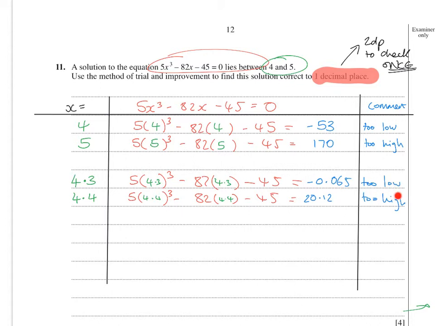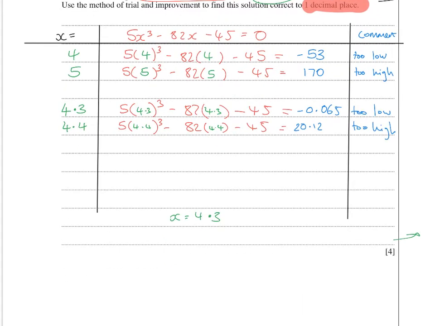This is a key that you're looking for, too low, too high with consecutive numbers. So I need to work out whether it's this answer here or this answer here. Now I think it's quite obvious that it probably is going to be x equals 4.3 because this answer here is obviously much closer to 0 than this answer. However, if you do that, you will not gain any more marks. This is how you do it.